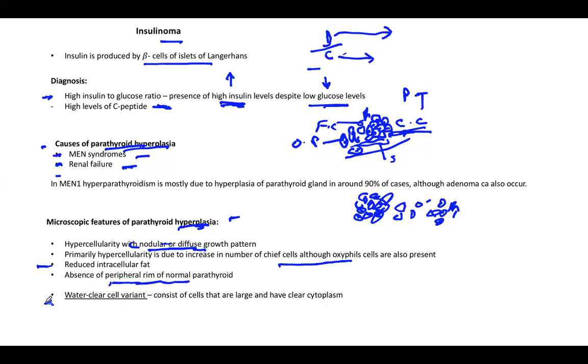So water clear cell is a variant in which the hyperplasia is due to water clear cells, and these cells are large with clear nucleus. Like these cells have basophilic nucleus. Chief cells have basophilic nucleus, basophilic cytoplasm, which we'll see later on.